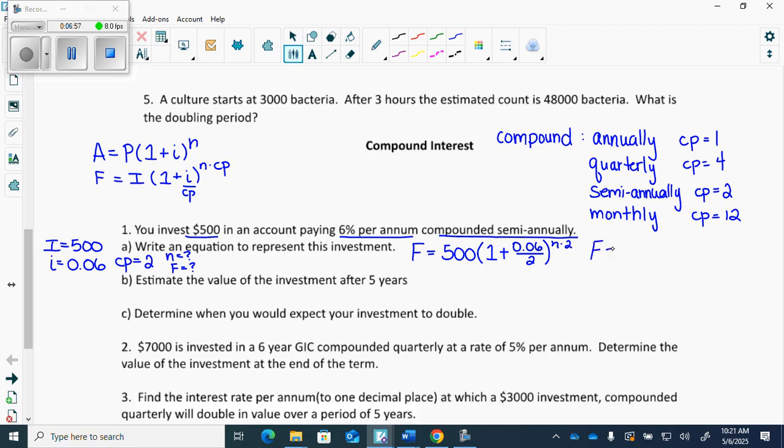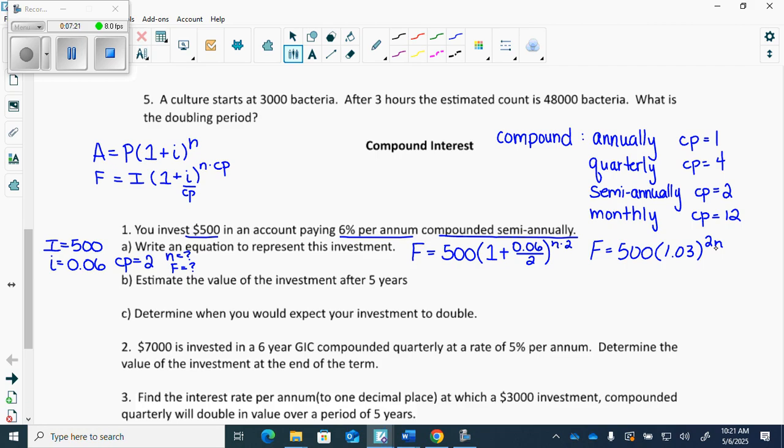So let's make it look a little nicer. F equals 500, and then 0.06 divided by 2 is 0.03 plus 1. So I get 1.03 to N. You know what I'm saying? Does that make sense?